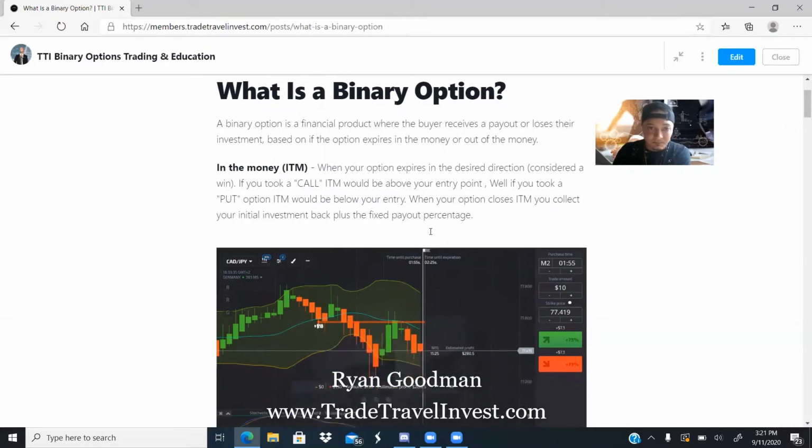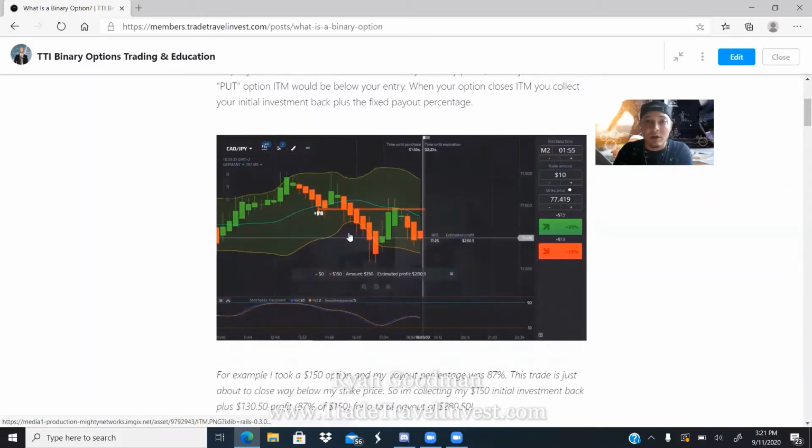On this example below, we have CAD JPY. These are the two currency pairs that we're trading, and we placed a put entry. When you place a put entry on our brokerage platform, if you're using the same broker as me, it'll look exactly like this. It'll extend this red line out for exactly however much time you chose for that trade.